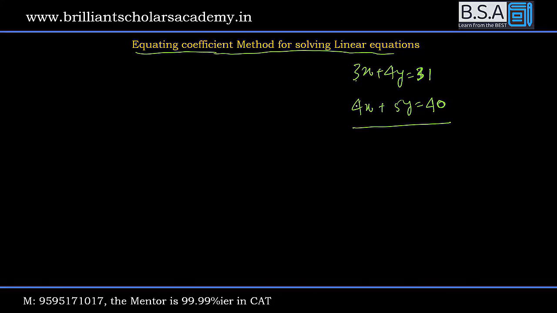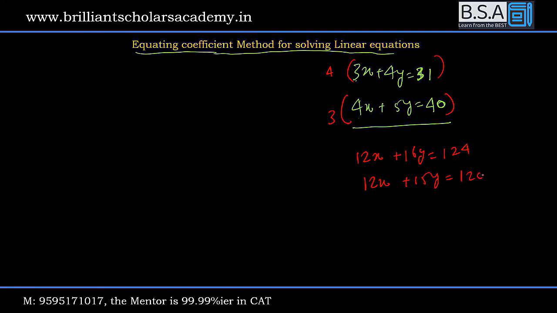I see there is 3, there is 4. So I'll multiply the 3 in front of this, I'll multiply the 4 in front of this, like this. The entire equation becomes 12x plus 16y is equal to 124. This will become 12x plus 15y is equal to 120. Because the coefficient is same, you have to subtract. You have to negate. So x is cancelled. This is 16 minus 15, so y. 124 minus 120, so 4. y is equal to 4.